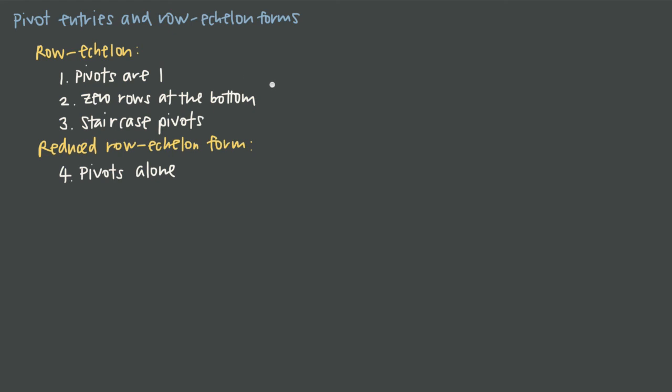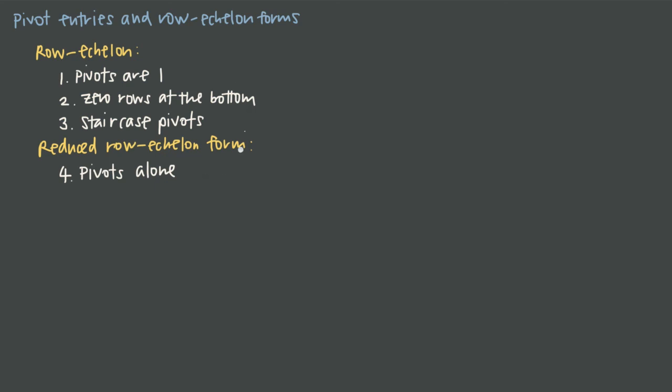If the matrix is in reduced row echelon form, that means that it meets all three of the requirements for row echelon form. So its pivots are 1, the 0 rows are at the bottom, and the pivots follow a staircase pattern. And in addition to all three of those criteria, each pivot is alone in its own column, meaning that there are no other non-zero entries in the column that contains the pivot.